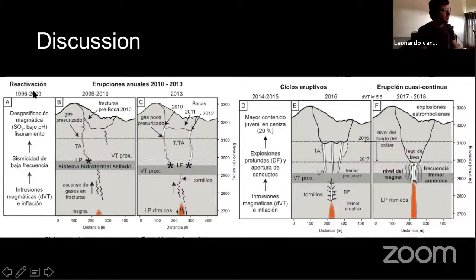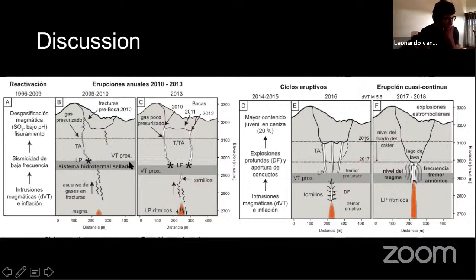So again, these years between the 90s and 2009, there was the reawakening and the intrusions. We start to see some seismicity and also more degassing. And then in 2010, we have the first eruption. After that eruption, we see this first vent here that formed.